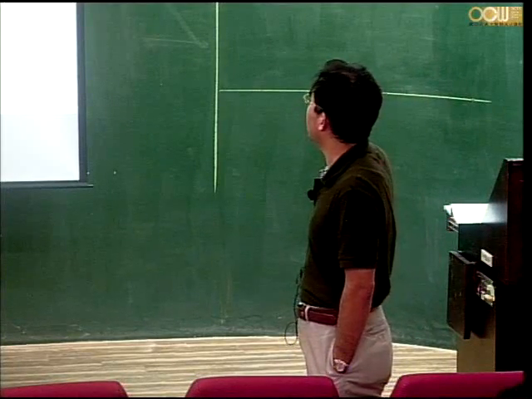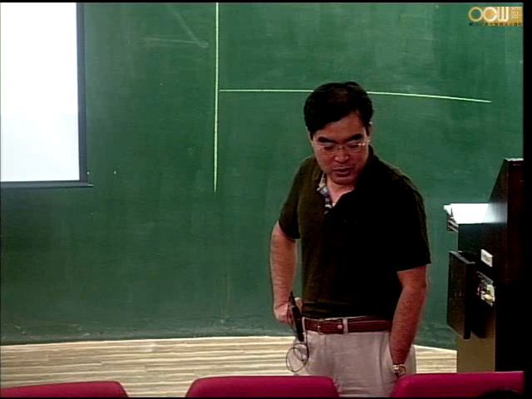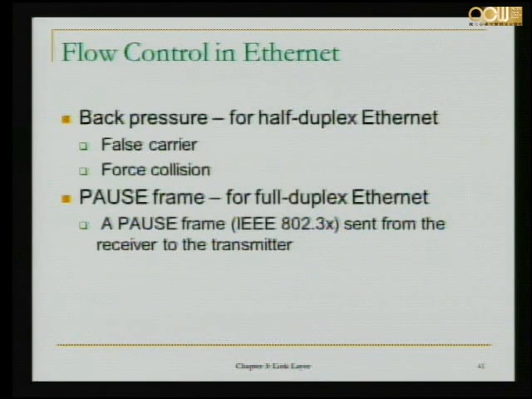Forced collision means that if the transmitter sends something, and this frame comes too early, and I need to process other frames, so I cannot handle the new frame, then I collide the frame.